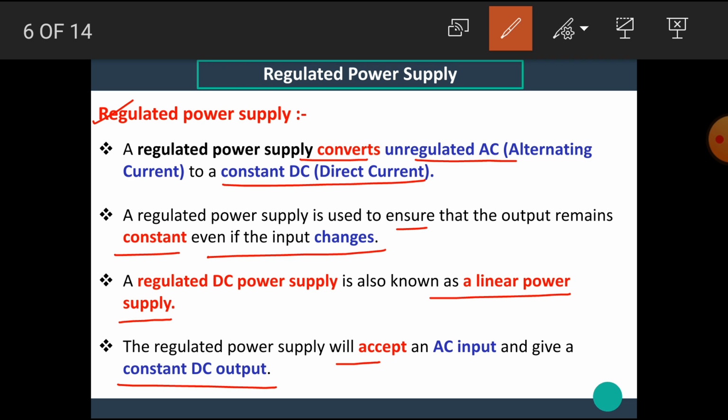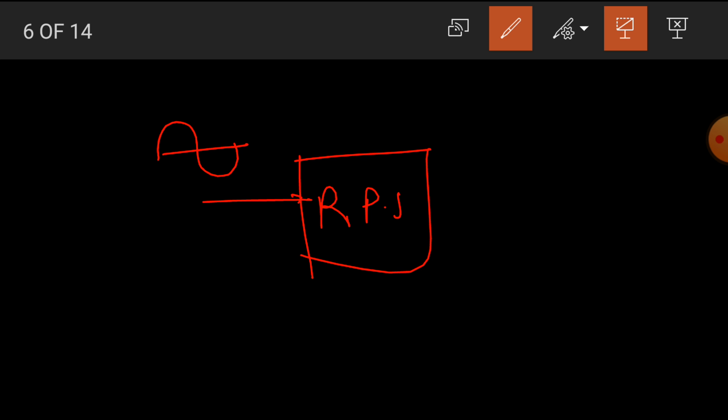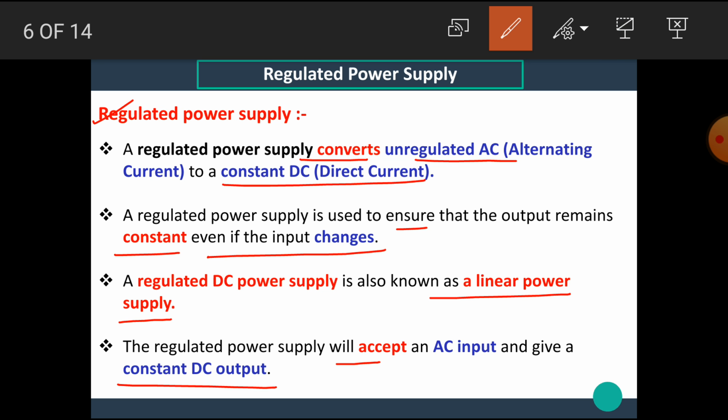That means we can say that if this is the regulated power supply, then the input of this regulated power supply is unregulated AC and its output is of DC type. Okay, I hope you all now understand what is meant by regulated power supply.